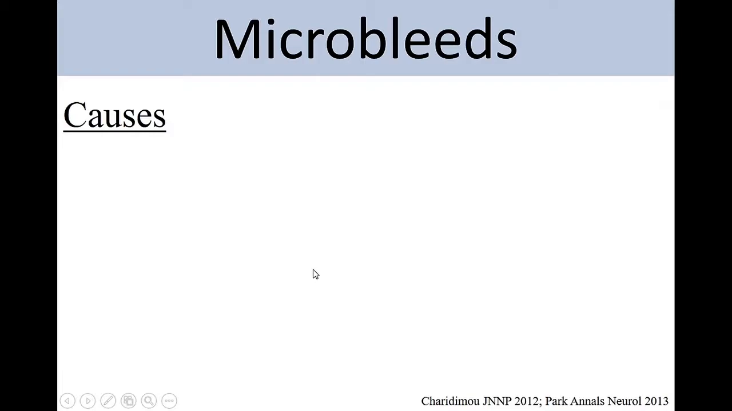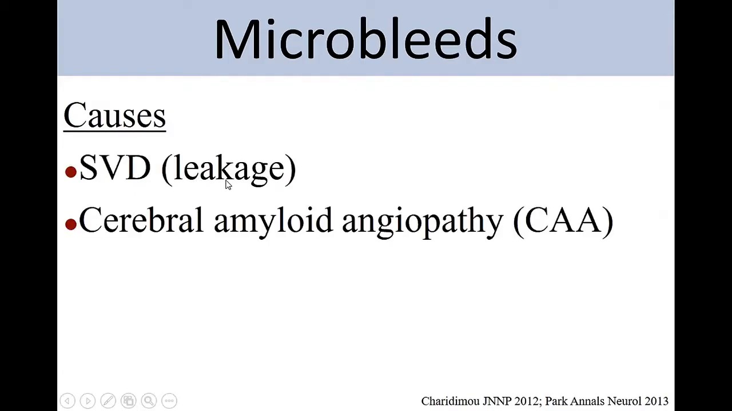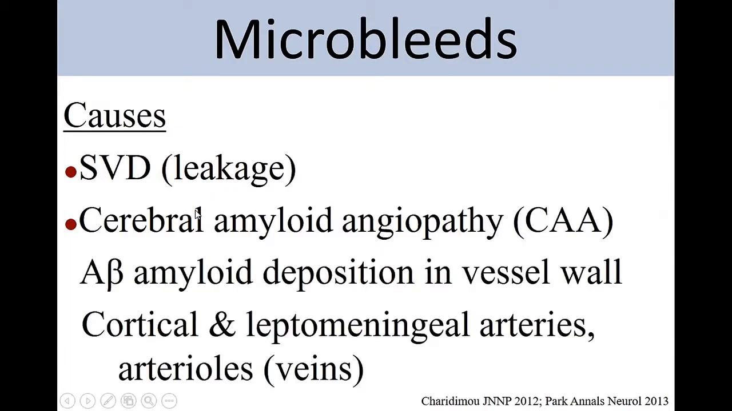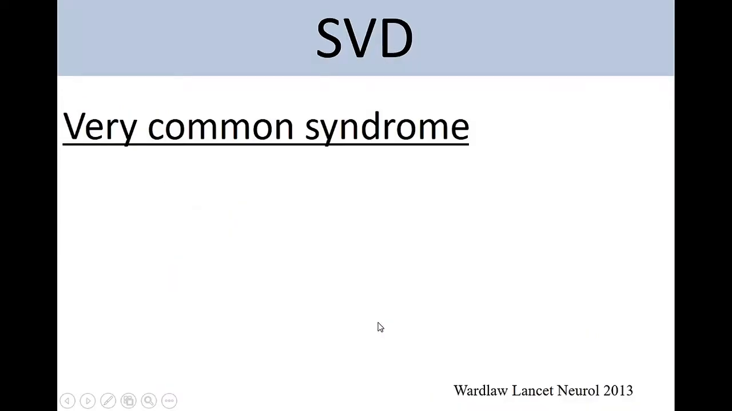So what is the real cause of those microhemorrhages? In small vessel disease, we have leakage through the small vessels, and we also see that in cerebral amyloid angiopathy, so CAA, where we have deposition of beta amyloid in the vessel wall in those vessels which supply the cortex as well as the leptomeninges.